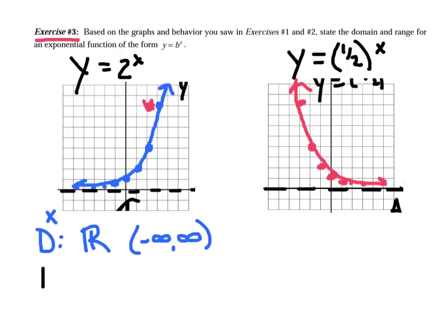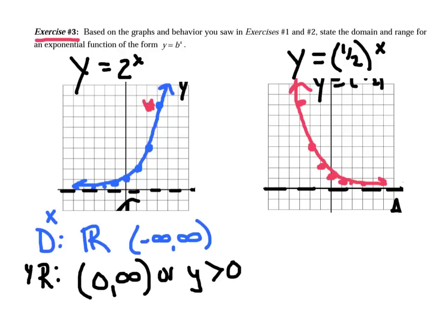Alright, let's talk about range. Range again are my y values. Now clearly the graph goes up forever, but does it go down forever? No, remember we have this asymptote here. It does not touch 0. It gets closer and closer, but it doesn't touch. So we're going to put an open parenthesis with a 0 to infinity, and that always gets a parenthesis. Or we could say all the y values have to be greater than 0.